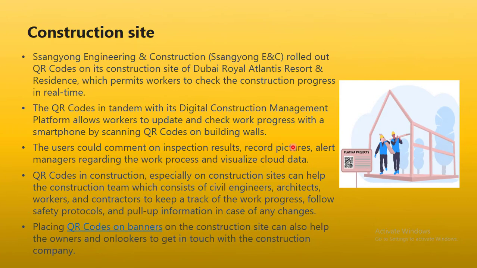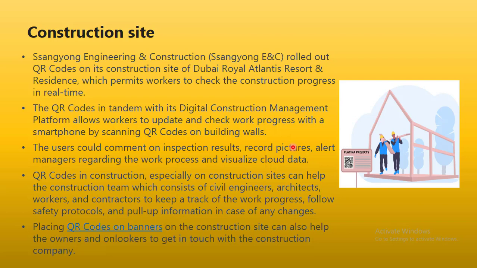On your construction sites, QR codes can also be rolled out and can solve a lot of problems. Workers are permitted to check construction progress in real time. They can update and check work progress with a smartphone by scanning QR codes on buildings. The users could comment on inspection results, record pictures, alert managers regarding the work process, and visualize cloud data.